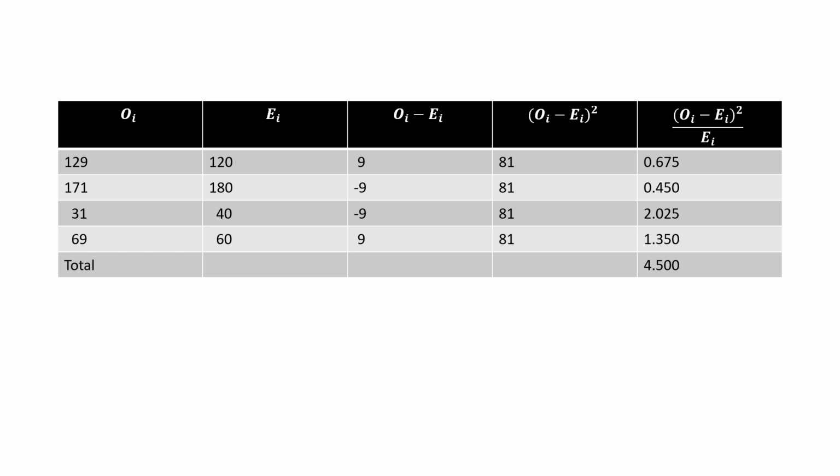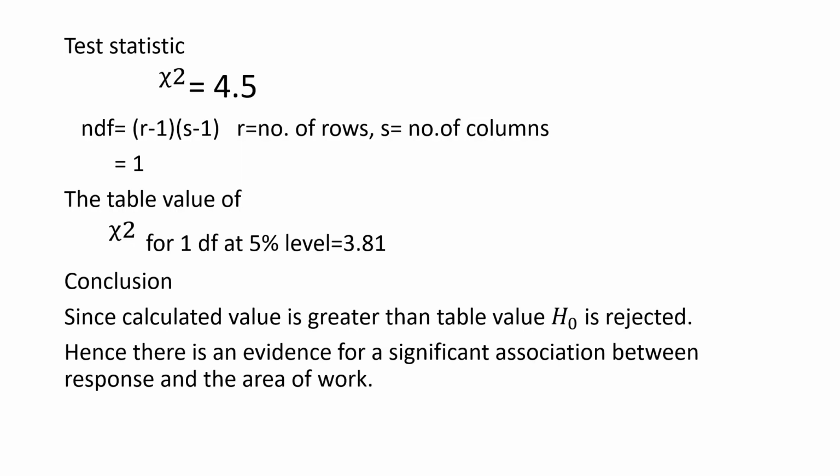We all know this is the chi-square test statistic. So the test statistic chi-square is equal to 4.5. Here it is a 2 by 2 table. So we know the number of degrees of freedom is equal to 1. Now the table value for chi-square for 1 degree of freedom at 5% level is equal to 3.81. So the conclusion is, since the calculated value is greater than the table value, H0 is rejected. Hence, there is an evidence for a significant association between response and the area of work.